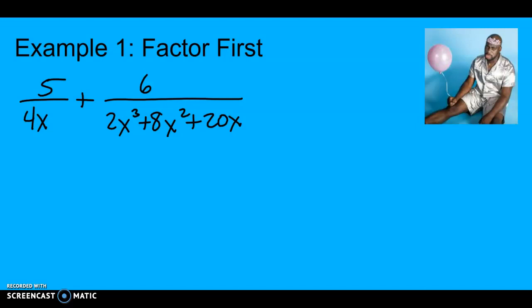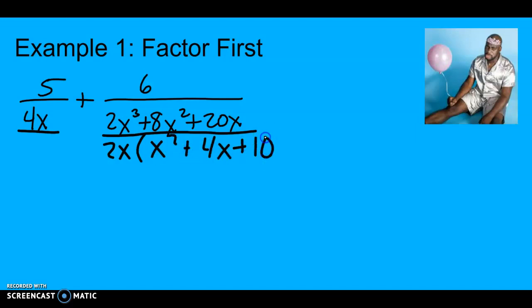But as we look at the problem here, the denominator on the left does not have anything to factor. 4x is in its simplest factored form. However, the 2x cubed plus 8x squared plus 20x, hopefully you all look at that and say, oh, those are all even numbers and all three terms have an x. So I can take out an x. I can write it as 2x times x squared plus 4x plus 10 by dividing everything in the problem by 2x.